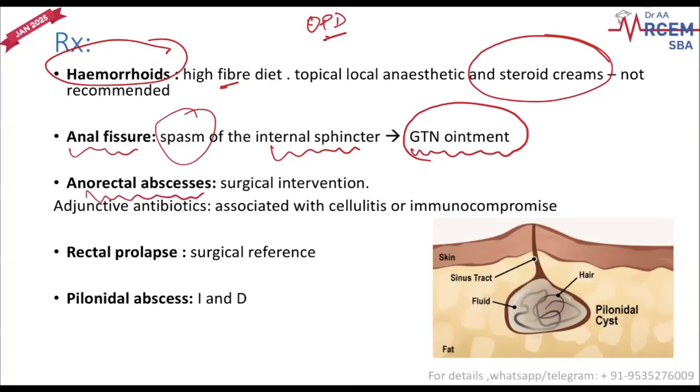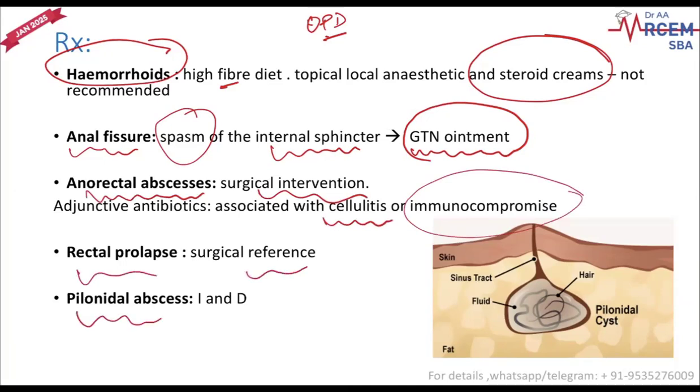Anorectal abscesses, what we discussed, again require surgical intervention and basically incision and drainage. Most of the time, antibiotics will not be required unless it is associated with a surrounding area which has inflammation and infection, that is basically cellulitis, or the patient is immunocompromised. Rectal prolapse, direct surgical referral.